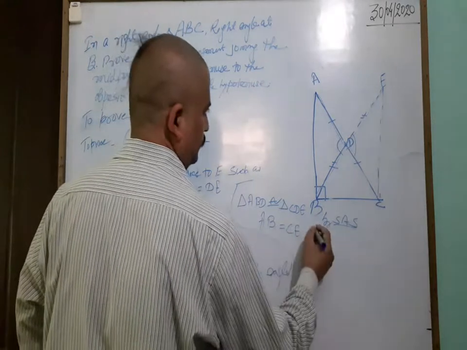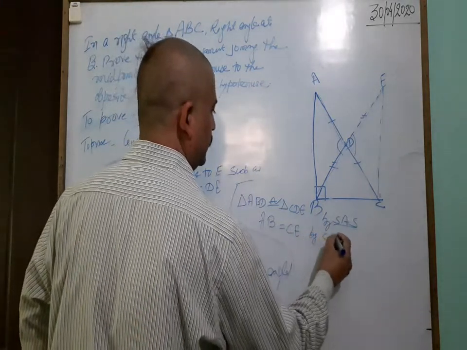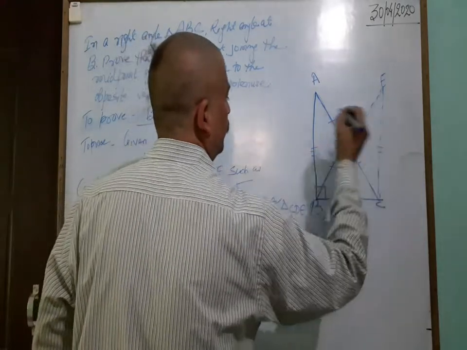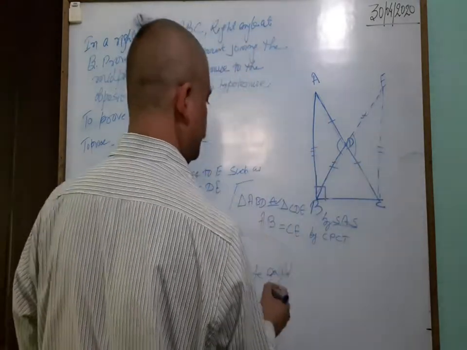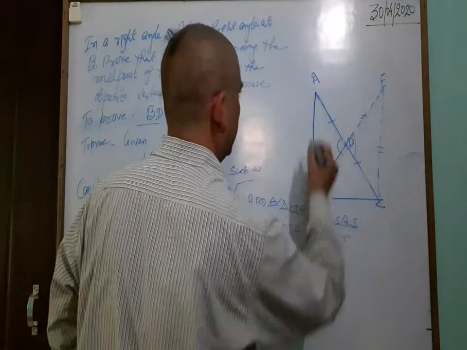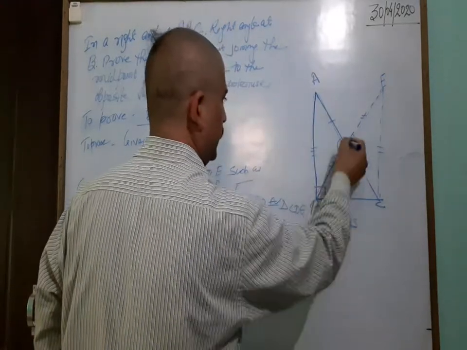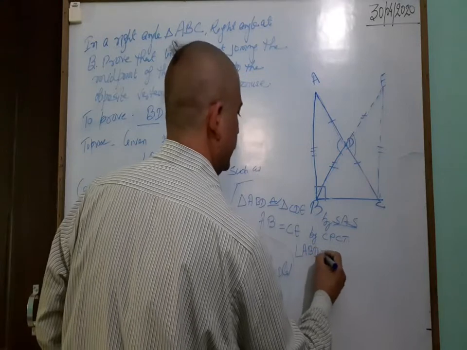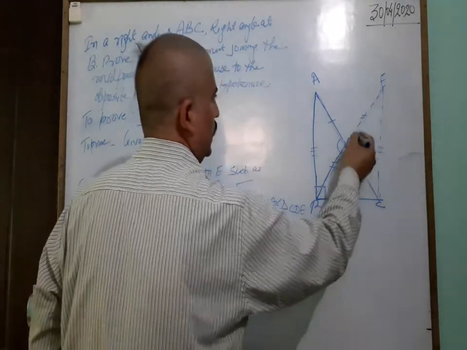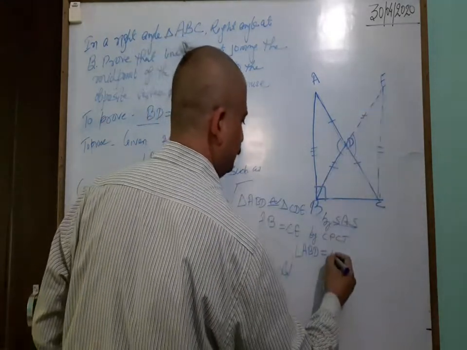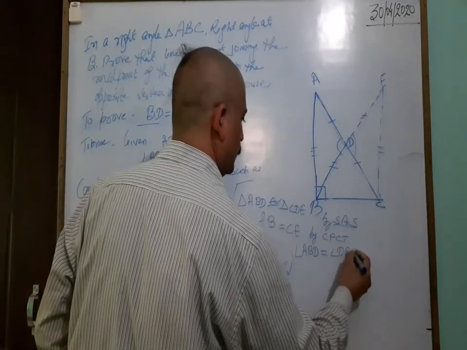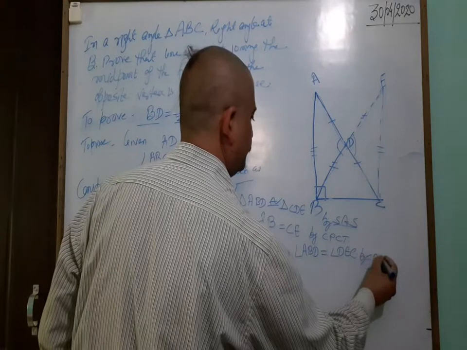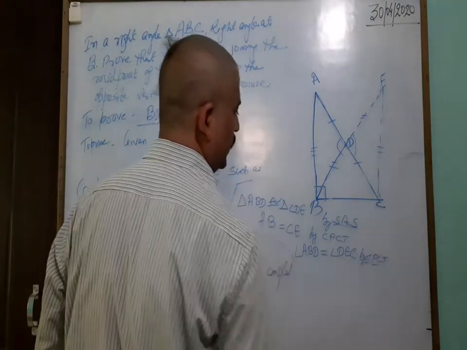by CPCT, and angle ABD equals angle DEC by CPCT, corresponding parts of congruent triangles.